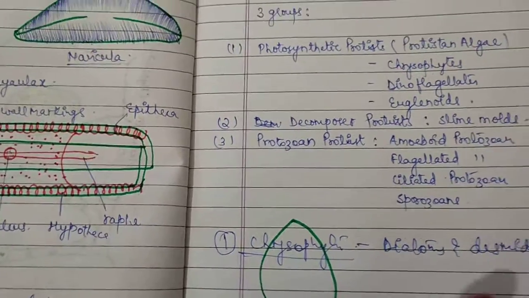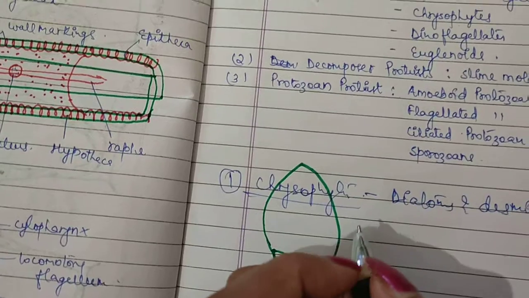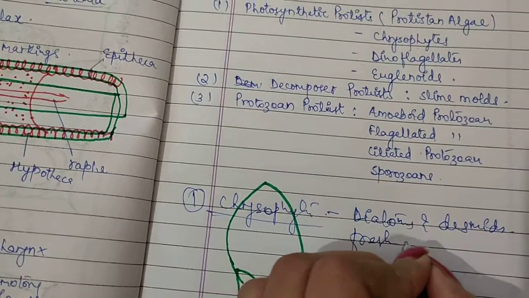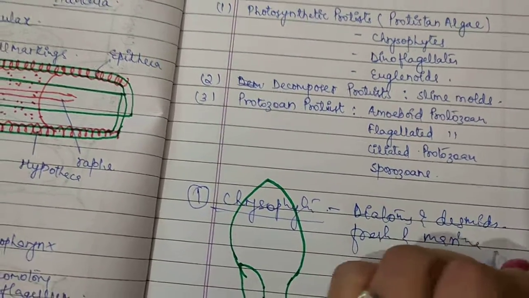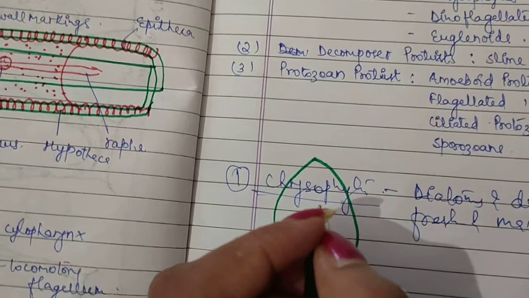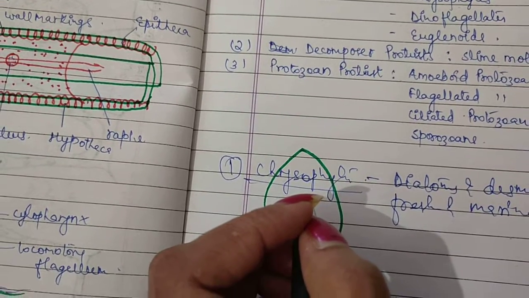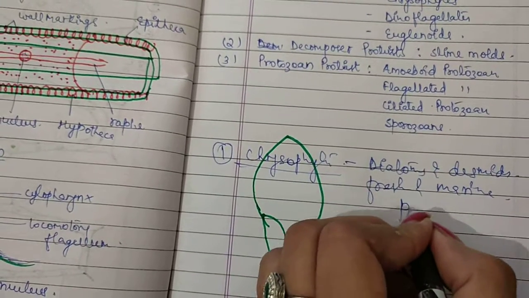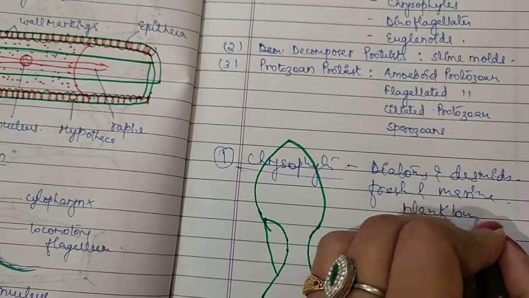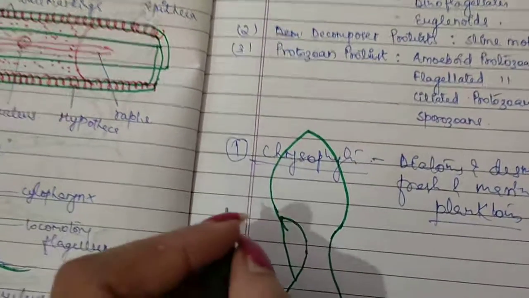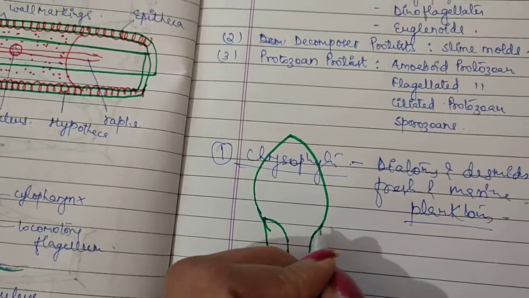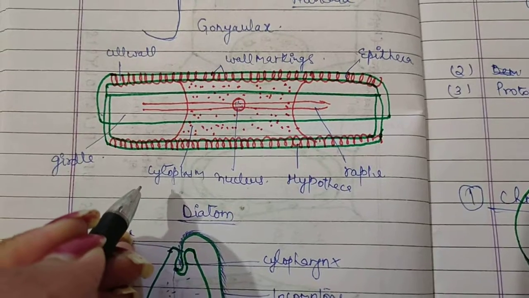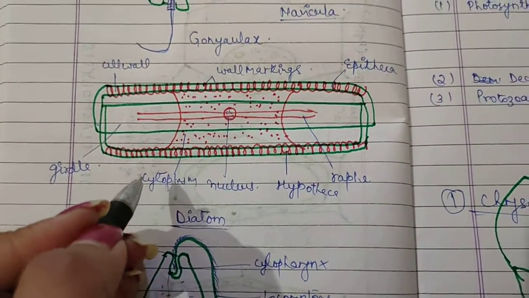This is also known as golden algae. They are found in fresh water as well as in marine environments. They are microscopic and float passively in water currents, so they are also known as planktons. Most of them are photosynthetic, and you can say diatoms are the major producers in the oceans.